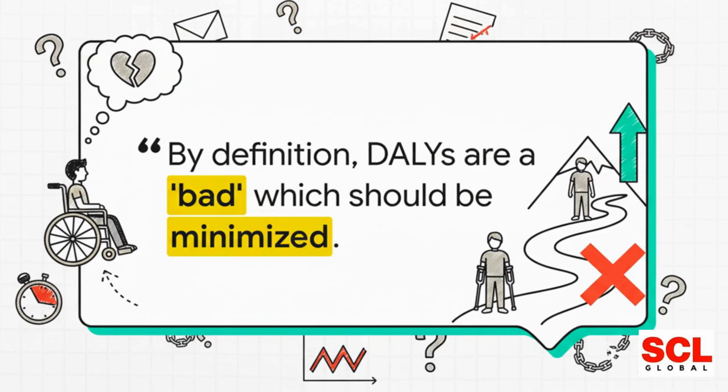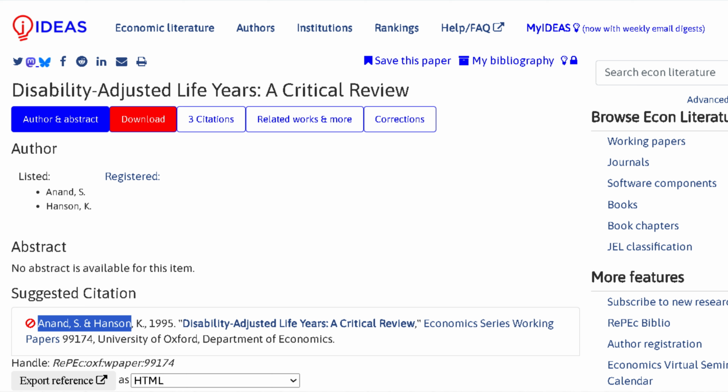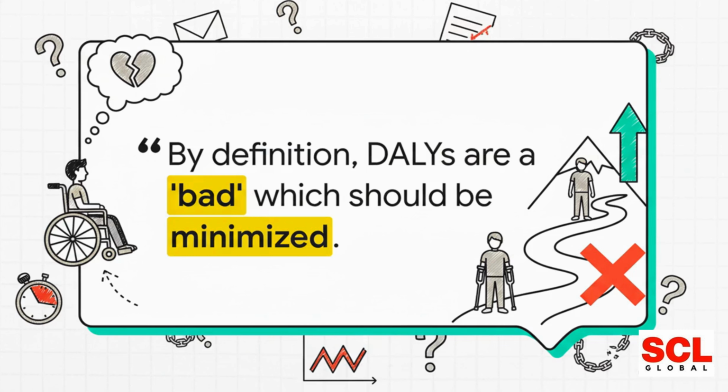And some early critics, Anand and Hansen, pointed out this huge philosophical issue right at the center of the whole thing. If you define DALYs as a bad thing that needs to be minimized, you are, by definition, framing a year of human life, even a year lived with a disability, as a negative. And that reframing has some pretty profound ethical consequences.